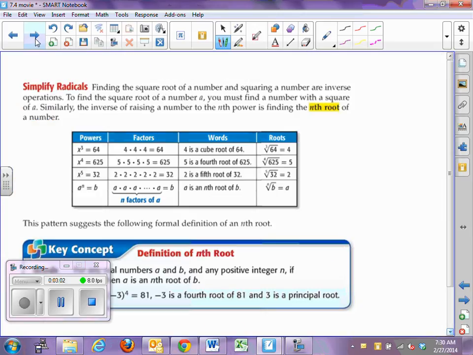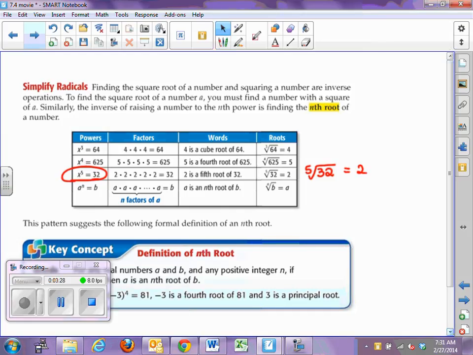Okay, let's move on. So basically, this is what they're saying. If you have a number and raise it to the 5th power and get 32, that number, of course, must have been 2. It's the same as saying, what's the 5th root of 32? What is the number that I multiply by itself 5 times and get 32? It is 2.